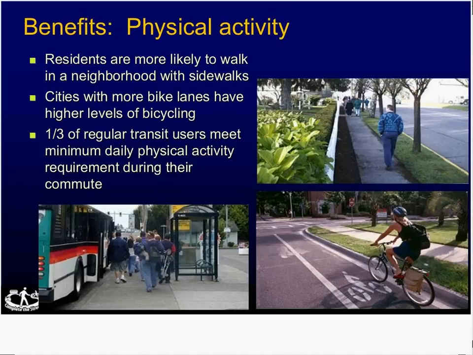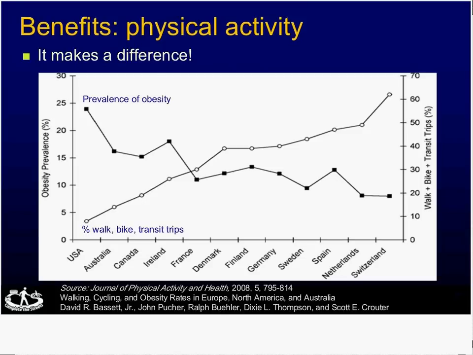And an interesting fact: one-third of regular transit users meet the minimum daily physical activity requirement, which is 30 minutes of walking during their commute. So already by taking transit, we're creating an environment where folks are staying healthier. And this also illustrates the problem very clearly.